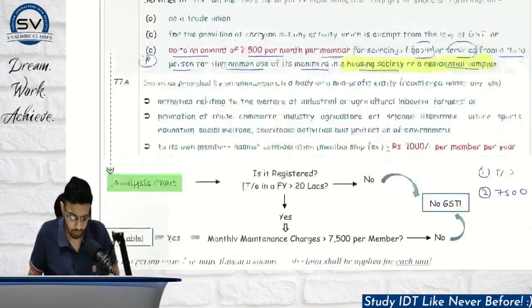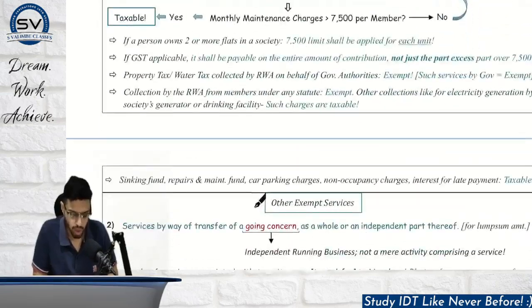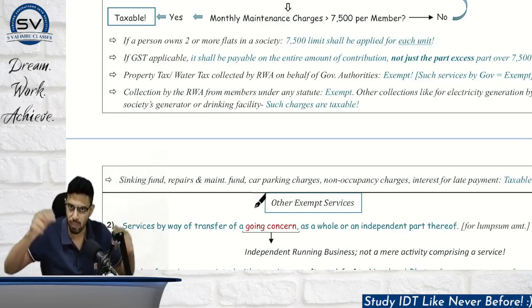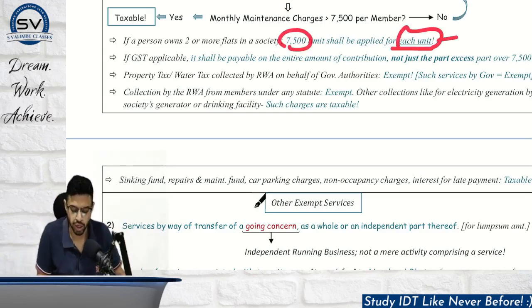Okay. Now, with respect to this, 2-3 points. If a person owns 2 or more flats in a society, now will it be 7,500 per member? I told you now, per member is written, but you have to understand it as per flat. So I will be paying 15,000, right? Basically the limit will be 15,000 because I will be paying maintenance for 2 flats. So the 7,500 limit is to be applied for each unit.